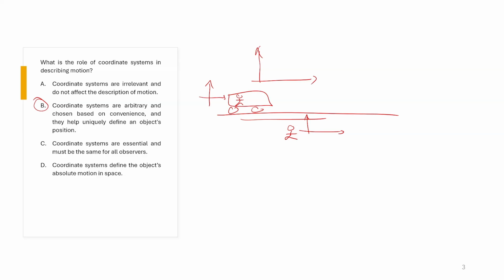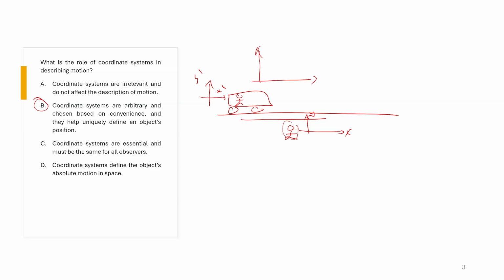They do affect the description of motion, because all positions are going to be based on our x, y, or our x' and y'. And the description of the motion is different. For this guy, the train is moving, but he's stationary. For this guy, the guy in the station is moving, and the train is the one that's stationary. It does affect the description of motion, but the motion is still the same.